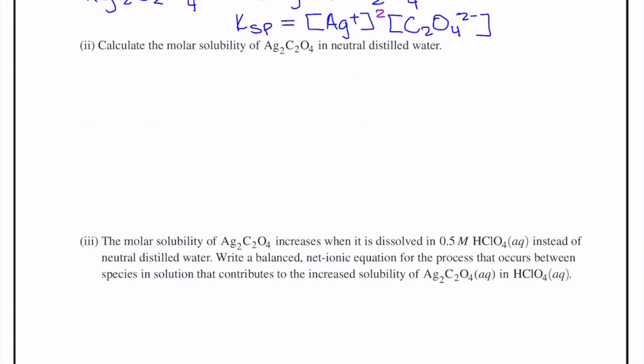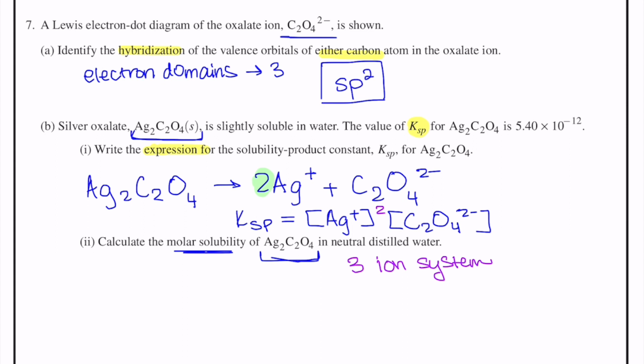All right, so now the next subpart is molar solubility. There's a complicated way you can go about this, and there's also an easier way. I prefer the easier way. It saves lots of time. So when we have something like silver oxalate, I see this as a 3-ion system. The reason I say that is I just count up the coefficients in this dissociation equation. 2 + 1, 3, 3-ion system.